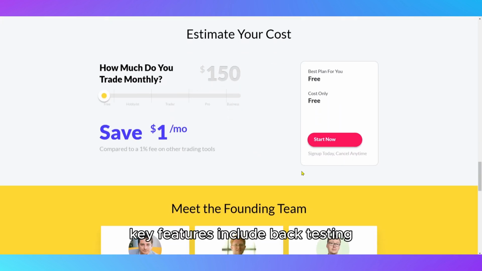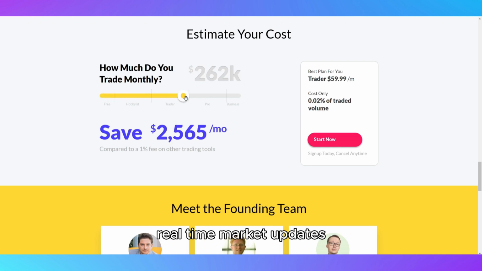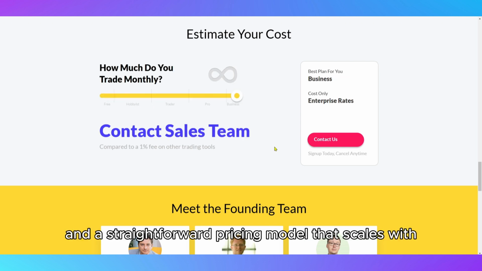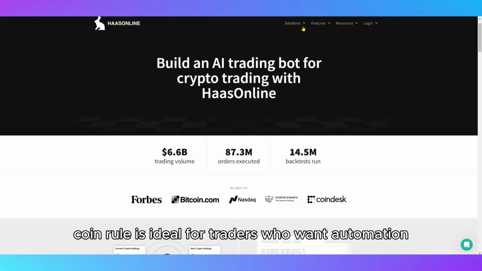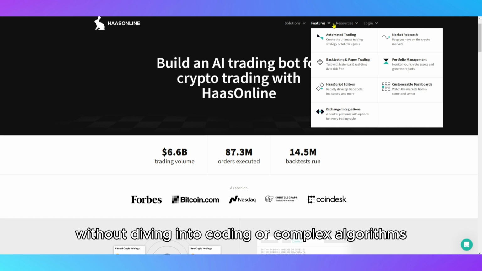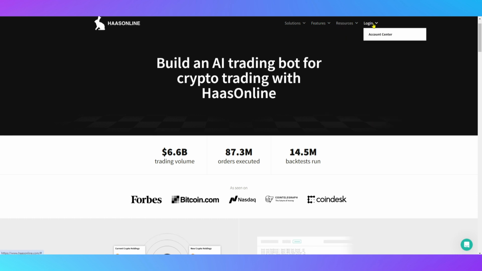Key features include backtesting, real-time market updates, and a straightforward pricing model that scales with your usage. Coinrule is ideal for traders who want automation without diving into coding or complex algorithms.